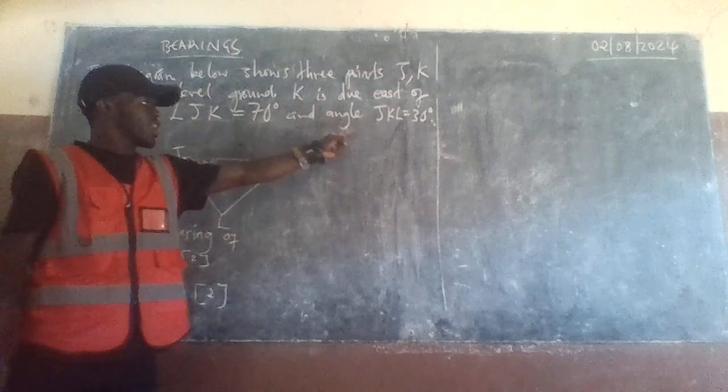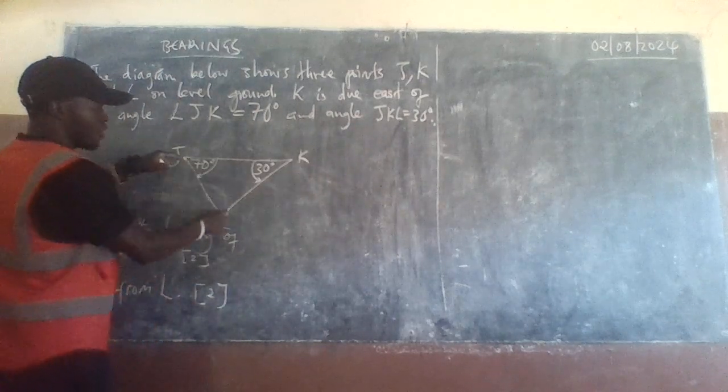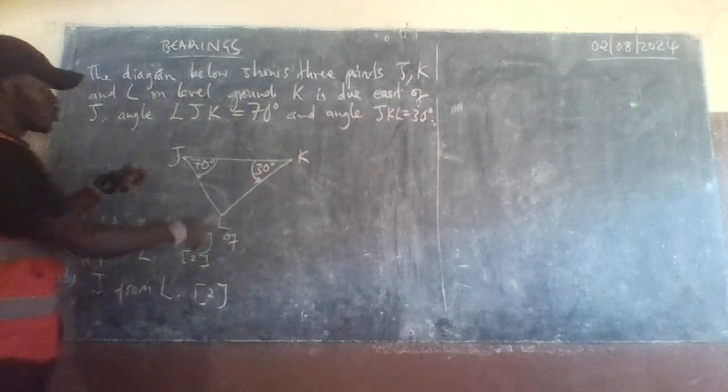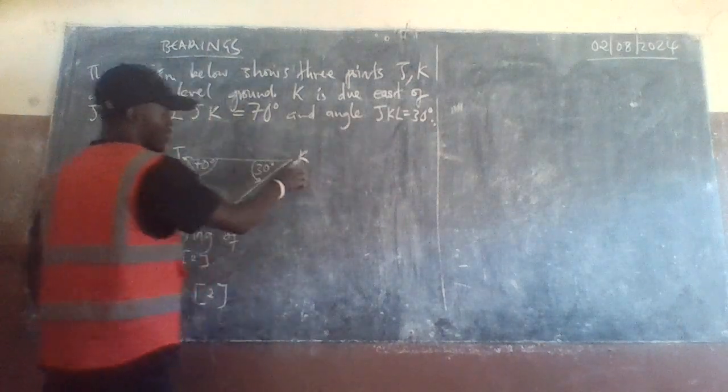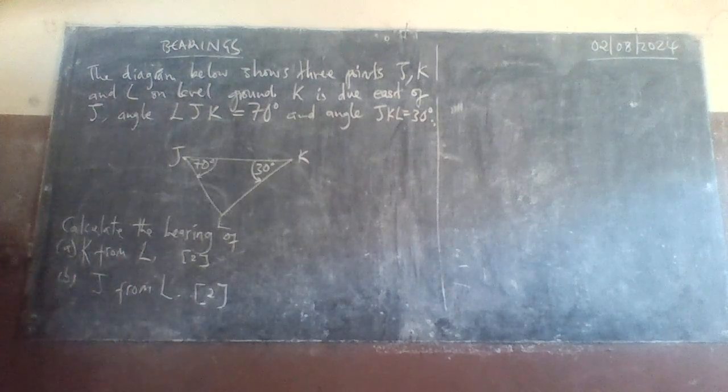And angle JKL is 30 degrees. An angle is always on the middle letter. So the middle letter is K. So that's where the angle will be made or produced.